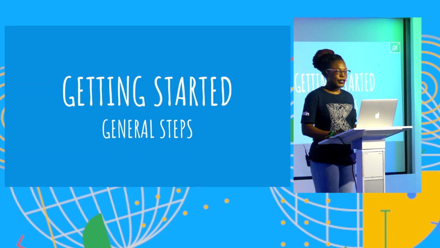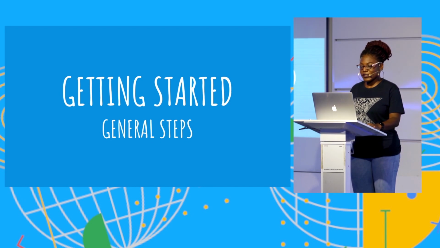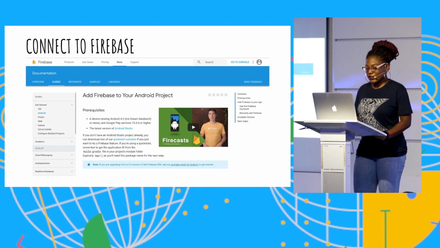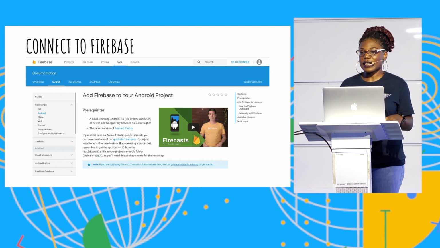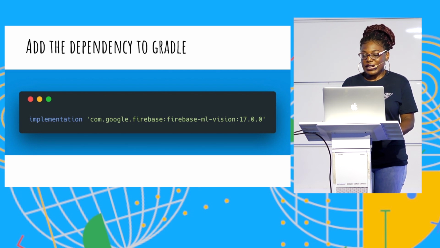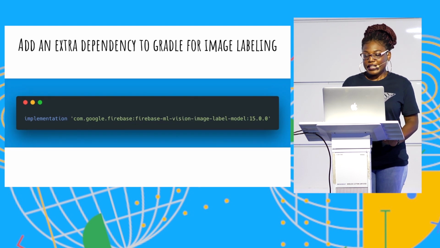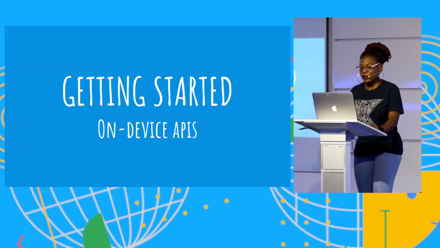All right, so we've talked about what these APIs can do, and very quickly I'm going to walk us through the steps of how to get started with using the APIs in your apps. Our first step is to connect the app to Firebase. This is important regardless of whether it's an on-device API or the cloud API you're using. And then we need to add the ML Vision dependency to the Gradle file. If you're using the image labeling API, you need an additional dependency to add to your Gradle build file.